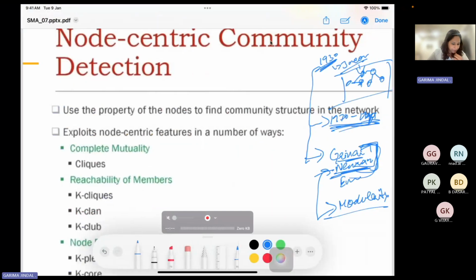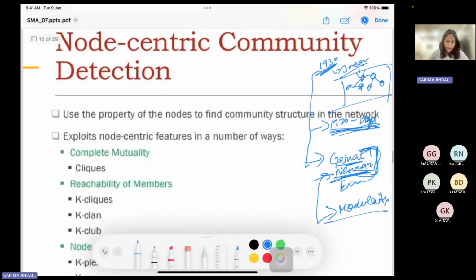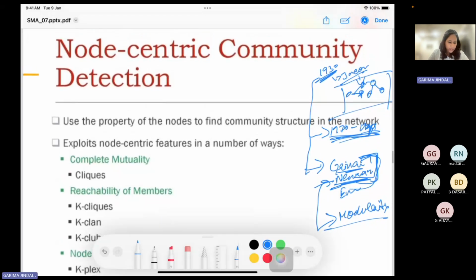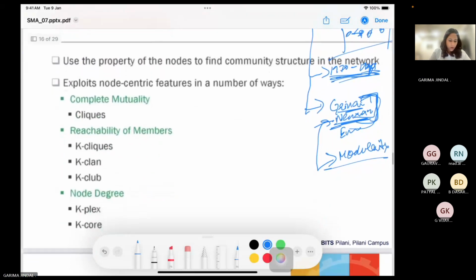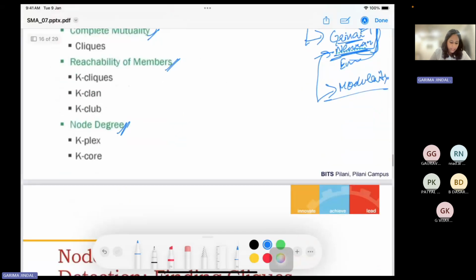That is node-centric community detection algorithms. Node-centric methods can be divided into the following categories. The first one is complete mutuality. The second one is reachability of the members. And the third one is degree based. One by one, we are going to see each of these methods.